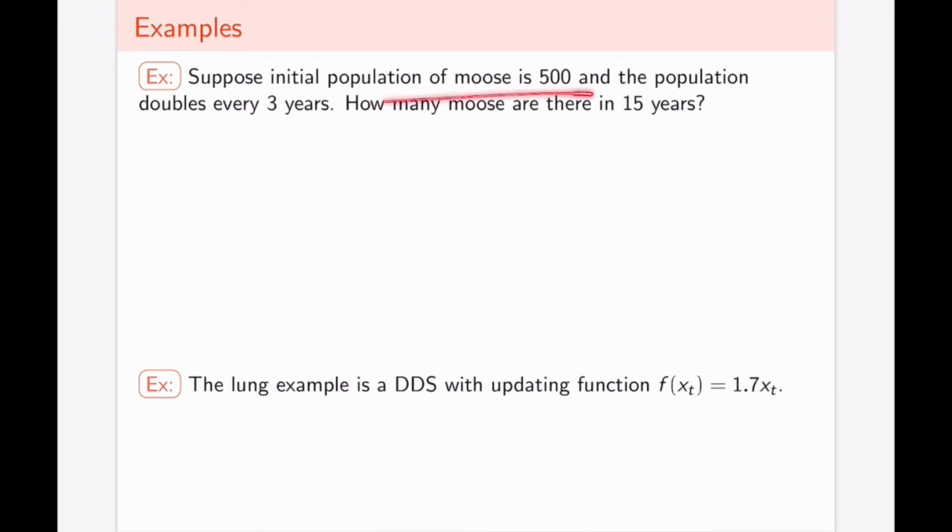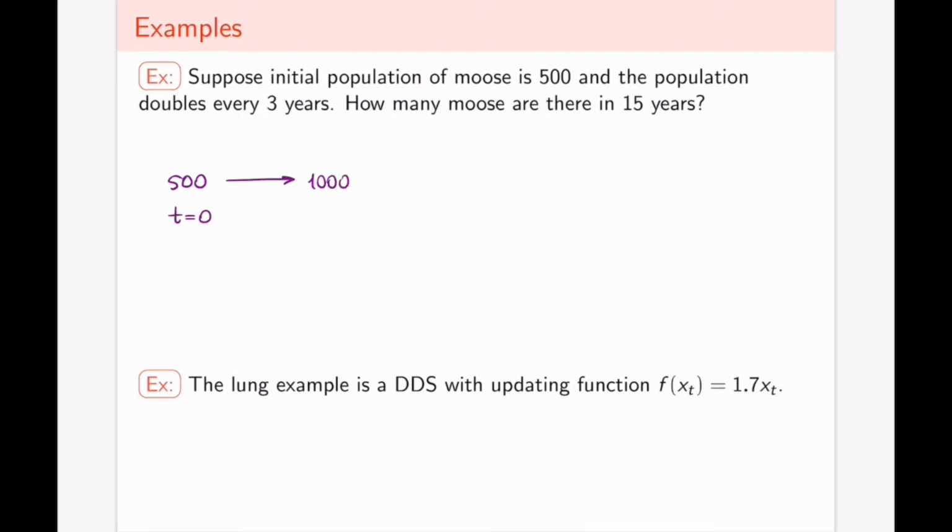Suppose the initial population of moose is 500, so this is where we're starting from, and that the population doubles every 3 years. How many moose are there in 15 years? So we're starting with 500 moose at time equals 0, which is when our countdown starts, and we can apply our updating function, that is our rule for the description of how the population grows or declines. We know that the population doubles every 3 years, so my updating function will be to multiply the current state by 2 in order to produce the state that will be 3 years from now.